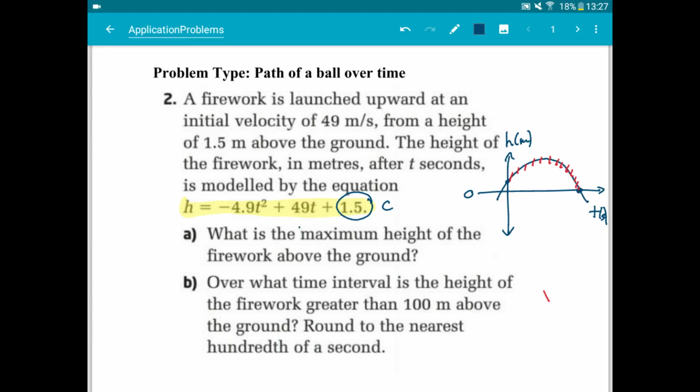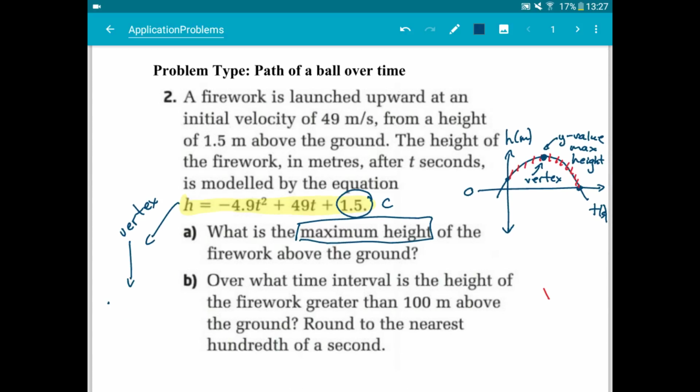It's asking us for the maximum height. So the maximum height looks like it's right there. And we'd only want the y value there. So the y value here is a maximum height. Now how do we get a vertex? That's a vertex. From standard form, well, you got to change this to vertex form. And how do you do that? You complete the square.